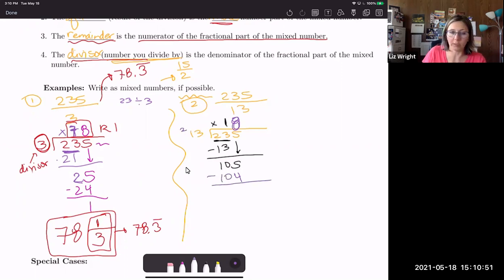Perfect. 104 is less than 105. I'm going to bring down the 1. Is there anything else over here for me to bring down? No. So we've got 18, remainder 1.